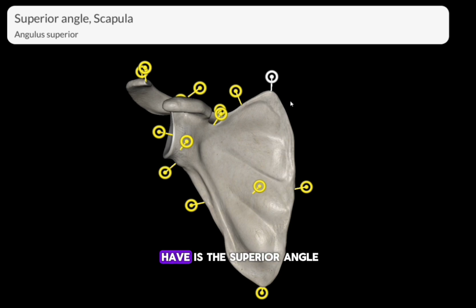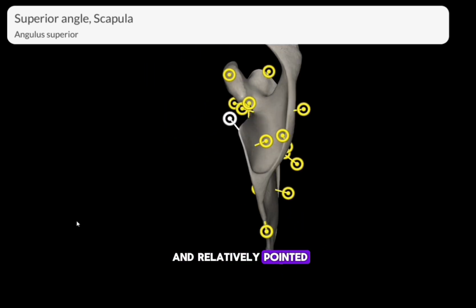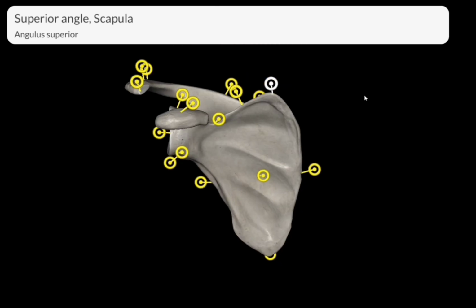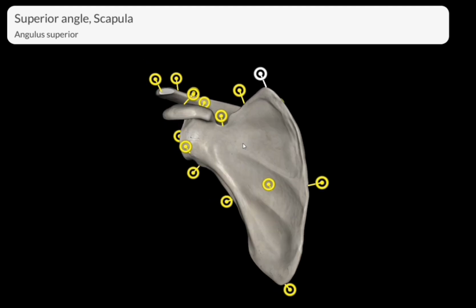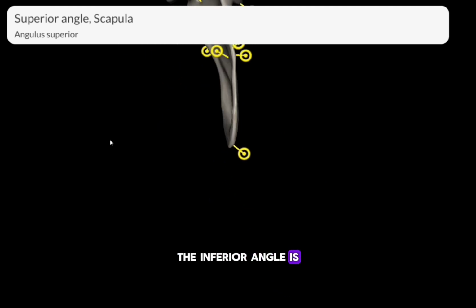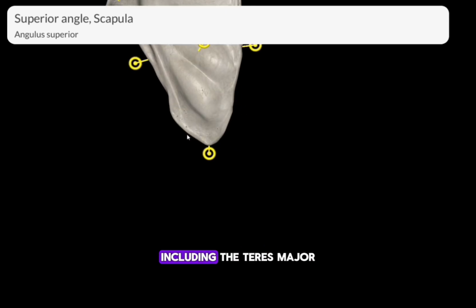The first one we have is the superior angle. It is thin and relatively pointed, forming the highest part of the scapula. Okay, the next is the inferior angle. The inferior angle is thick and rounded, providing attachment for several muscles, including the teres major and teres minor.